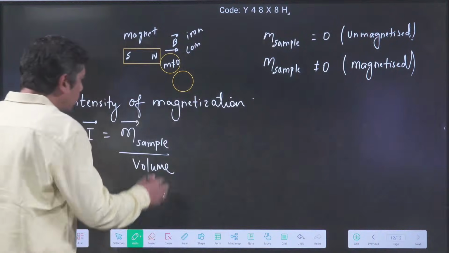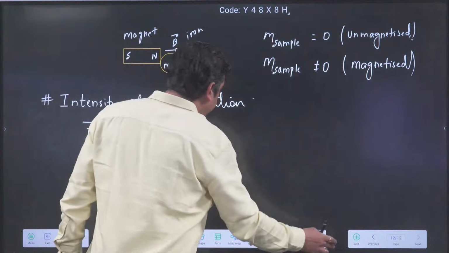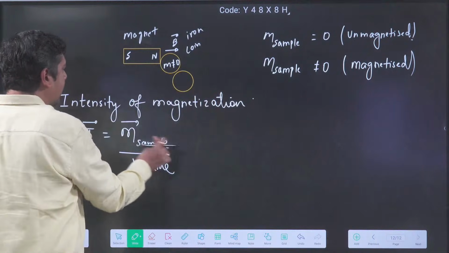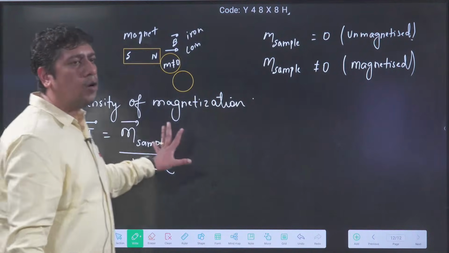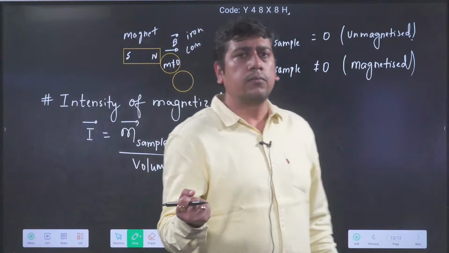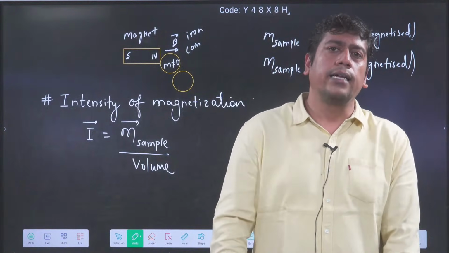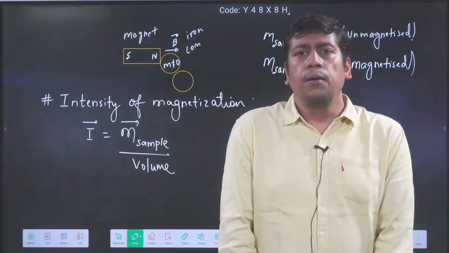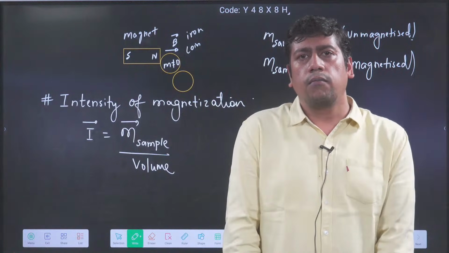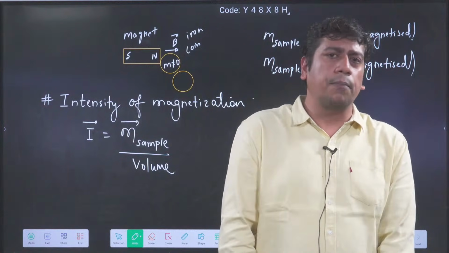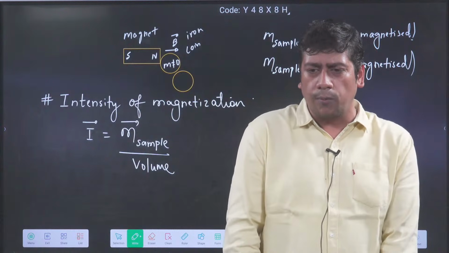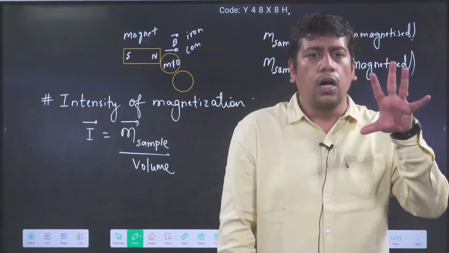See, understand. M sample by volume is the density of M sample. Higher amount of M sample means it is magnetized strongly. But instead of talking about M sample, we talk about M sample by volume because we are talking about the material, not talking about the object.